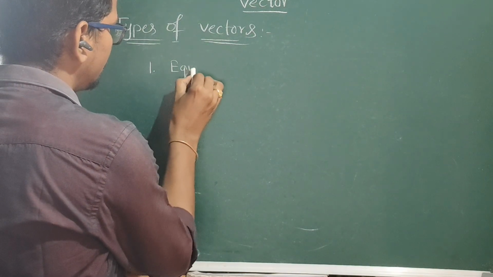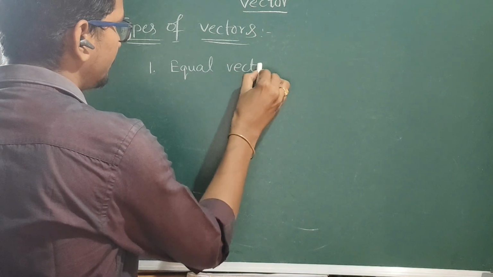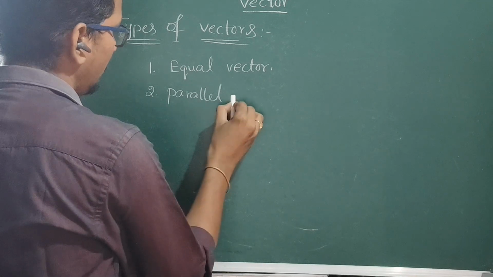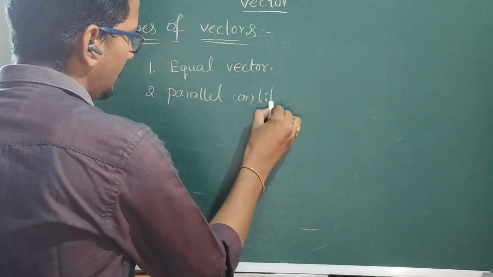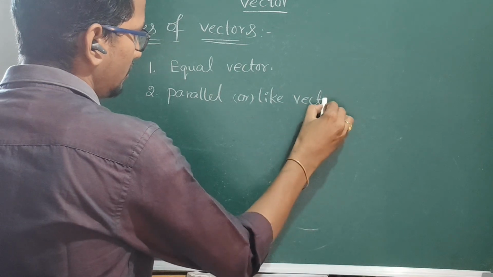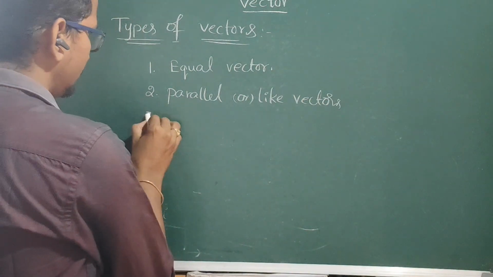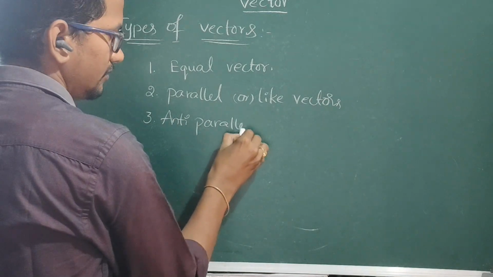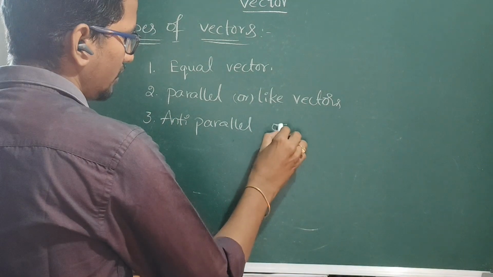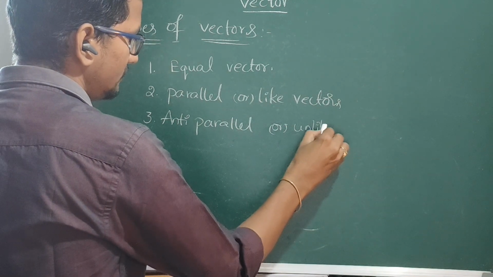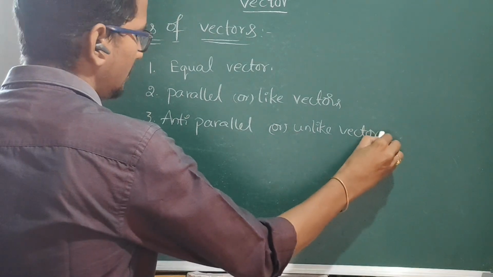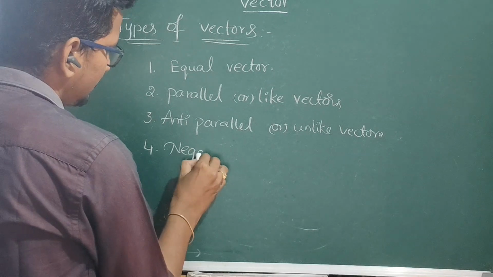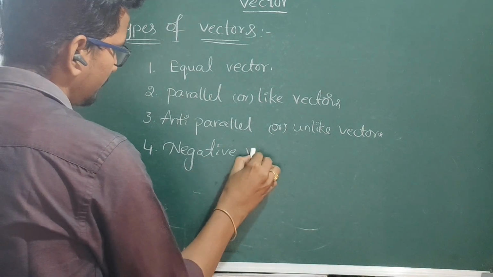The first one is equal vector, and the second one is parallel vector, or the other name is like vectors. Parallel means like vectors. Next one, anti-parallel vector, which means unlike vectors. And the fourth one is negative vector.